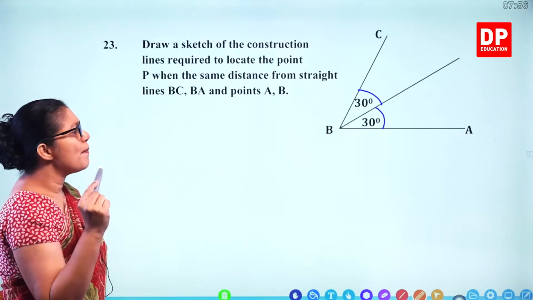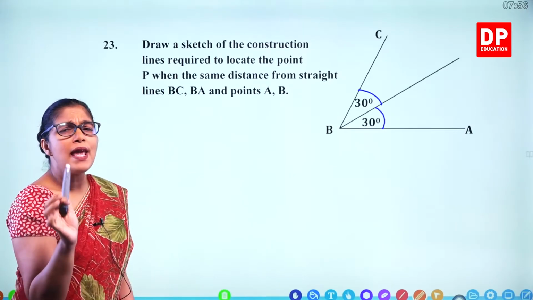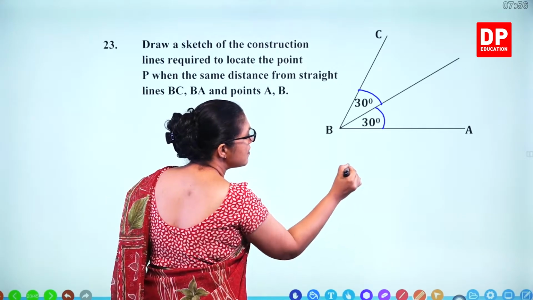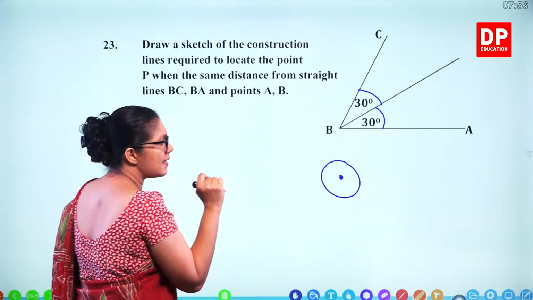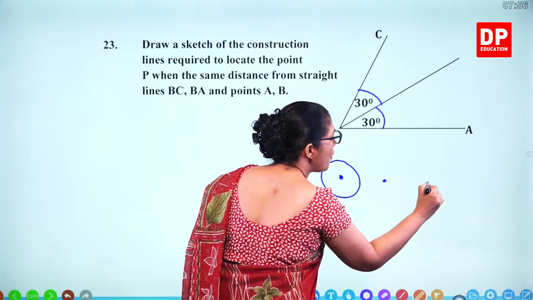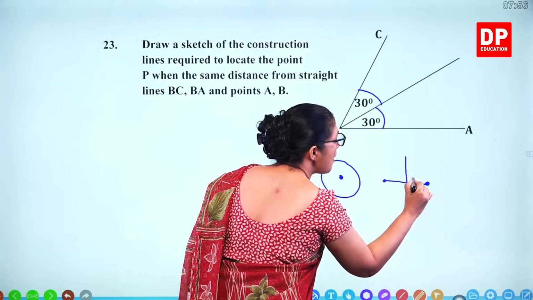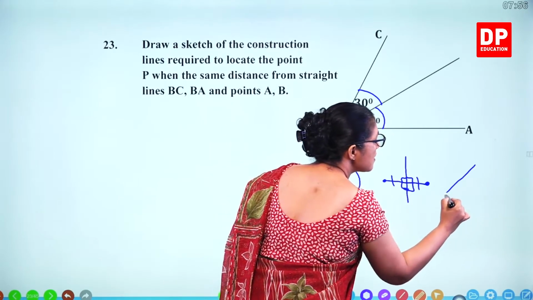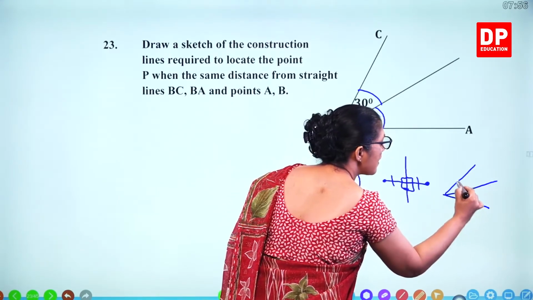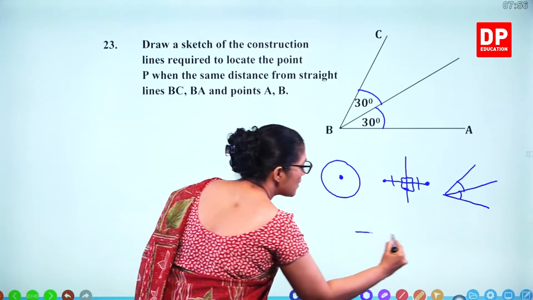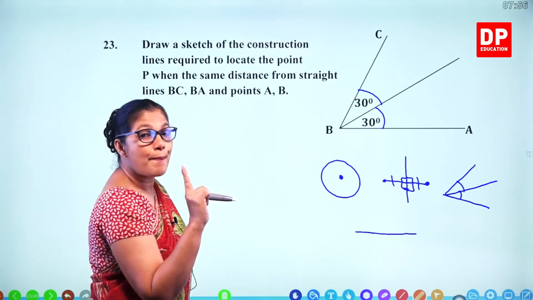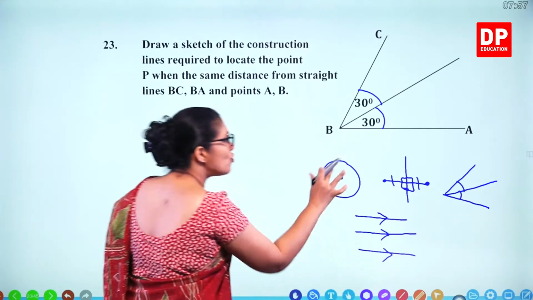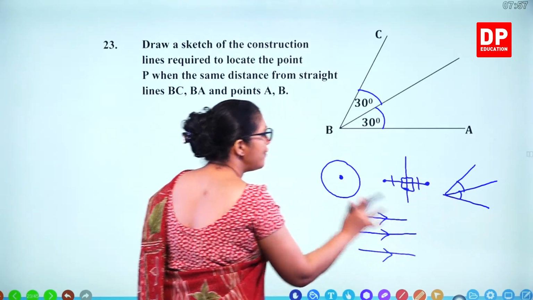That's the perpendicular bisector. So what are the main loci you need to know? You need to know 4 things. Equidistant from a point is a circle. Equidistant from 2 points is the perpendicular bisector. Equidistant from 2 adjacent lines is the angle bisector. And the last one, equidistant from a line, that's parallel lines above and below. So you are getting questions related to these 4.